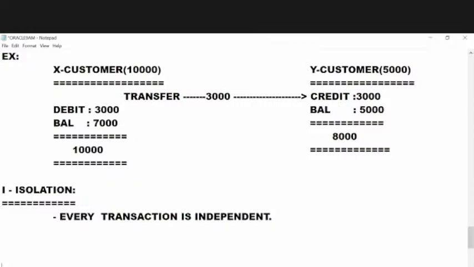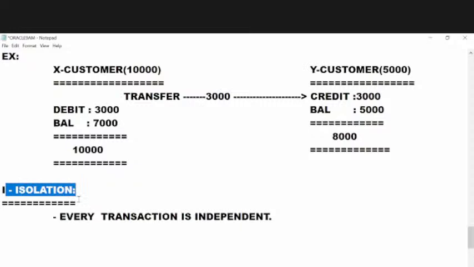Every transaction is independent. That means withdraw is an independent transaction, deposit is an independent transaction, transfer is an independent transaction, checking balance is an independent transaction, mini statement is independent. There are so many transactions we can perform, but every transaction is treated as an independent transaction. One transaction will never interfere with another transaction. So this kind of separation will be maintained by the database with the help of what?